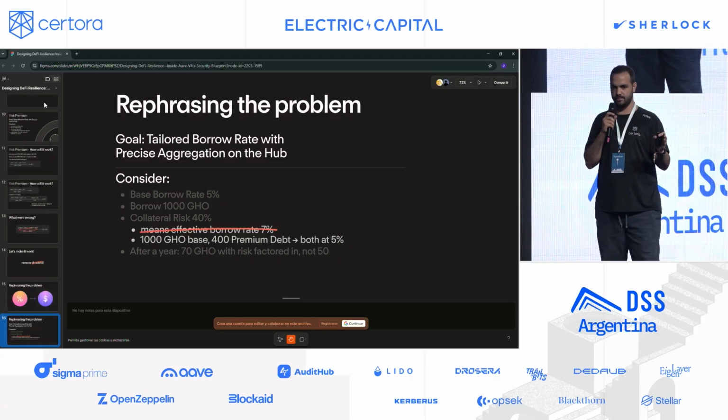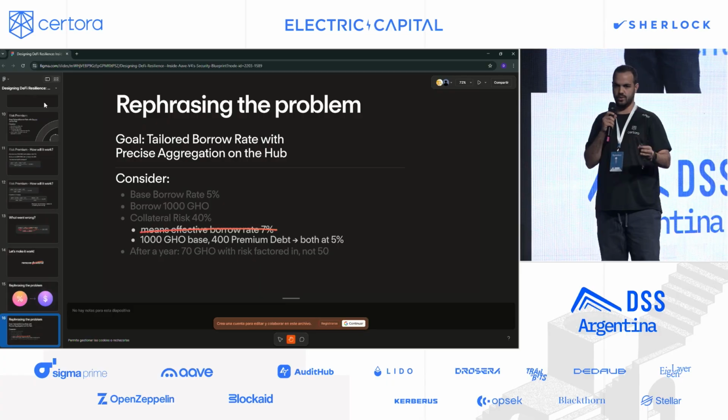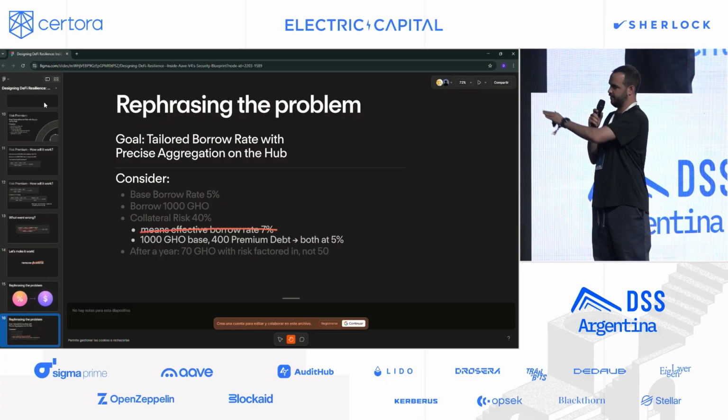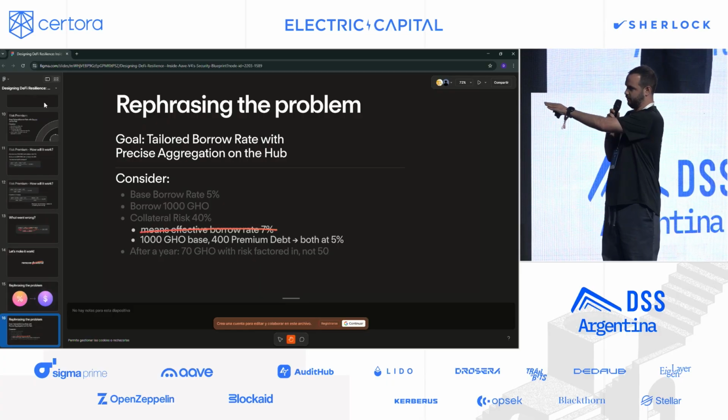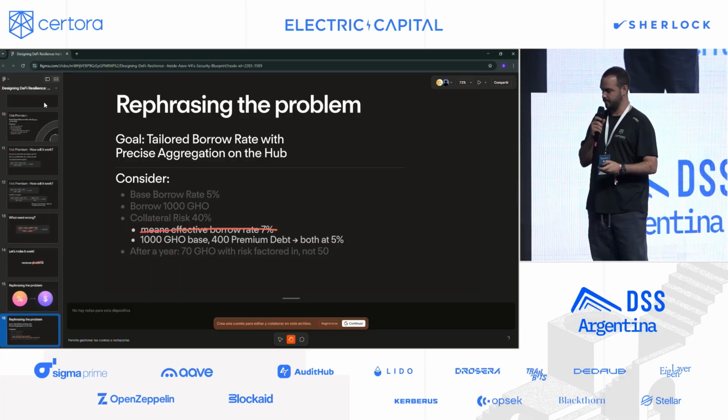We don't pay the principal, which means that after a year, again, we'll have 50 from the interest and an extra 20 from the 400 premium debt. 20 is like 5% out of 400. So it's the same 5% for everyone, same rate, but a different effective rate.